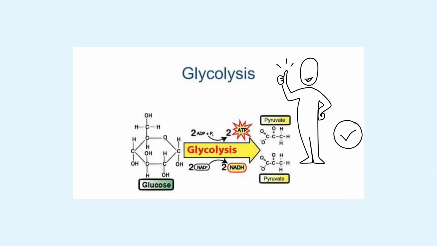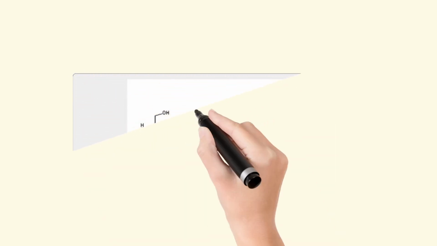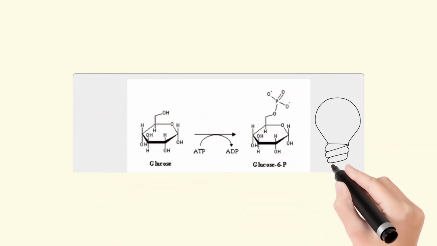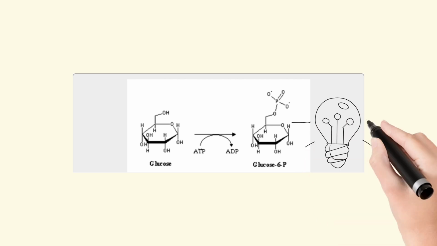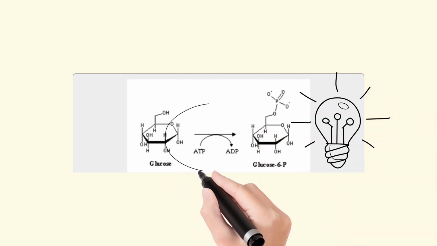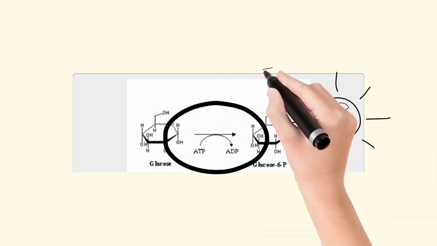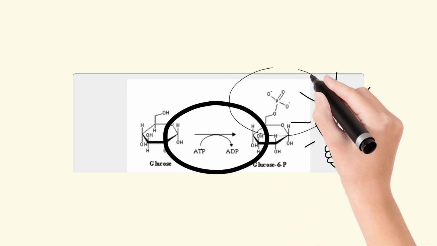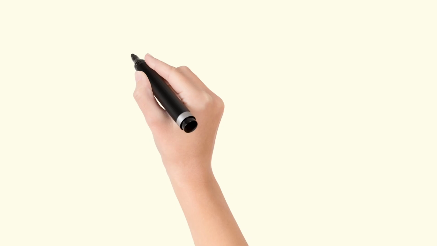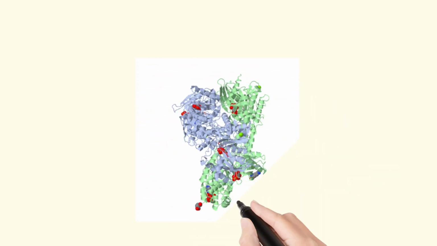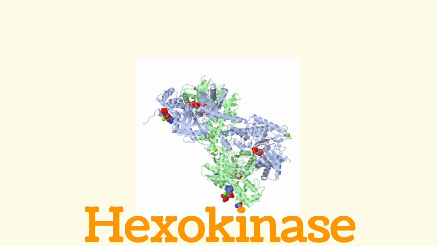And the first step involves conversion of glucose into glucose 6-phosphate. It is catalyzed by the enzyme hexokinase, where ATP is utilized. As you can see, phosphate is added to the glucose. So this is the enzyme hexokinase which catalyzes this reaction.